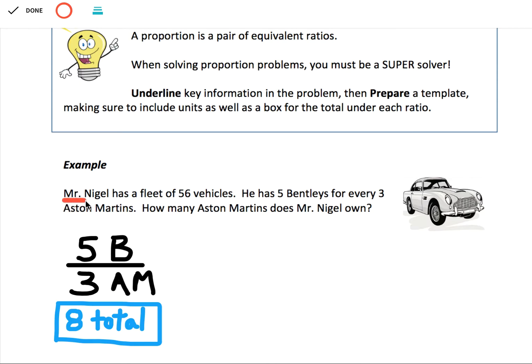In this case, it's that Mr. Nigel has a fleet of 56 vehicles, right? So we're going to put that 56 over here on the right, across from the piece of information it corresponds to. So 56 is vehicles. It's not Bentleys, it's not Aston Martin, it's the total number of vehicles he has. So we're going to put that in a box across from the box that says 8 total.